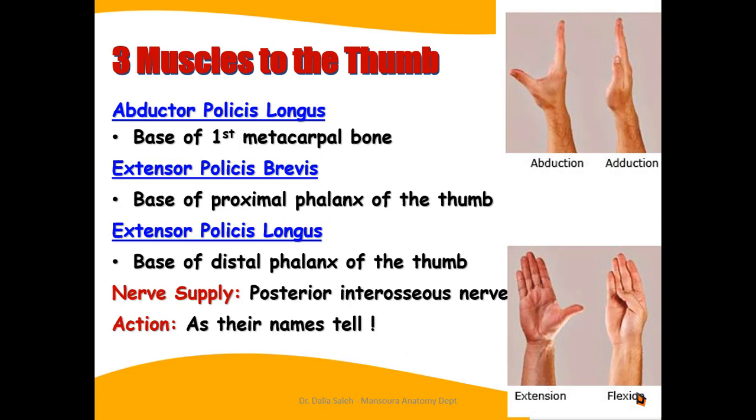So, the abductor pollicis longus will help in abduction of the thumb, and in abduction, you just make the thumb in a right angle with the rest of the fingers, while the extensor pollicis longus and brevis extend the thumb. And the extension of the thumb means that you move the thumb away from the fingers but in the same plane.